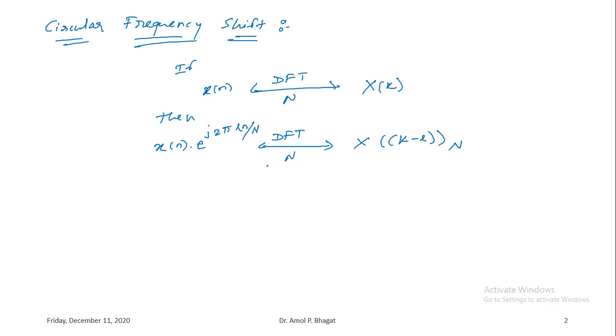So the multiplication of a sequence x of n with the complex exponential sequence e to the power j2 pi L n by capital N is equivalent to the circular shift of the DFT by L units in the frequency, small L units in the frequency. So this is as per the circular frequency shift property.